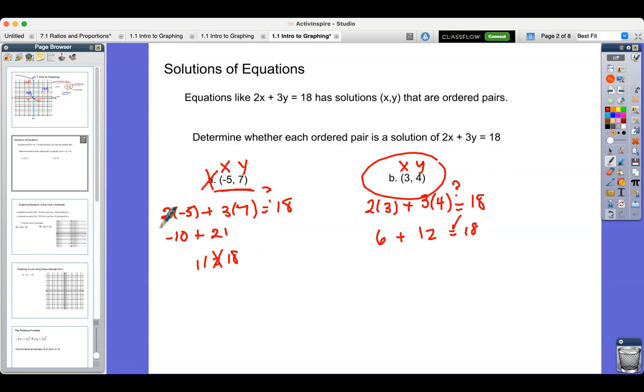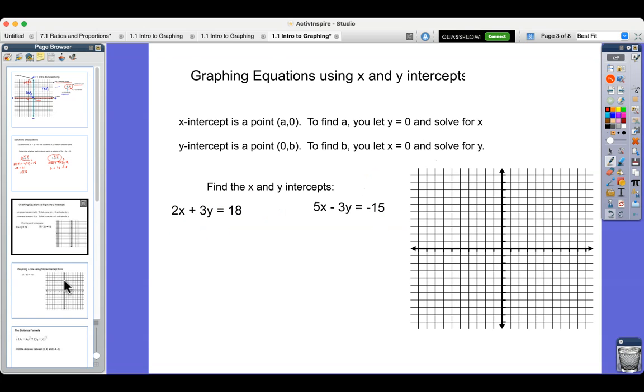All right, so let's look at a couple more things here. We're going to graph an equation using just the x and y intercepts only. So let's talk about that first. The x-intercept is a point on the x-axis where the value of y is 0. The y-intercept is a point on the y-axis where the value of x is 0. To find your x-intercept, make the value of y 0. To find your y-intercept, you make the value of x 0.